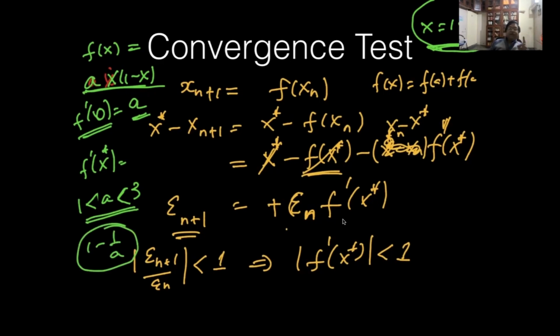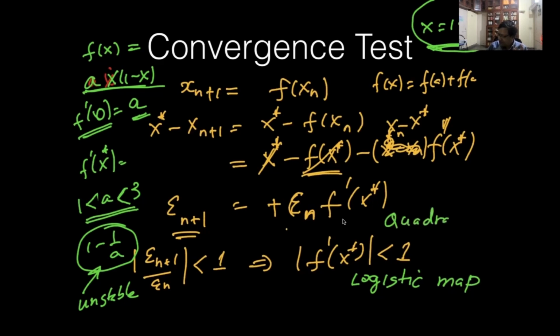Now, when a exceeds 3, this fixed point also becomes unstable. So both become unstable: 0 becomes unstable, and this will also become unstable. In fact, this system shows period doubling. If you look at Wikipedia, you will find this in terms of the logistic map or quadratic map. This also has the name quadratic map.